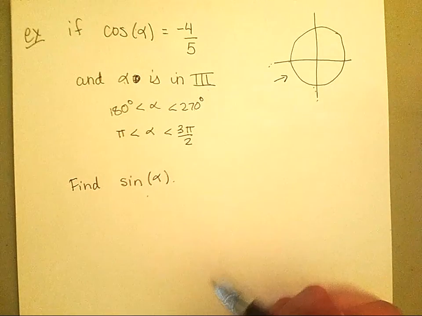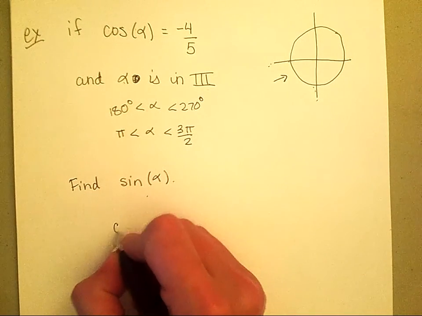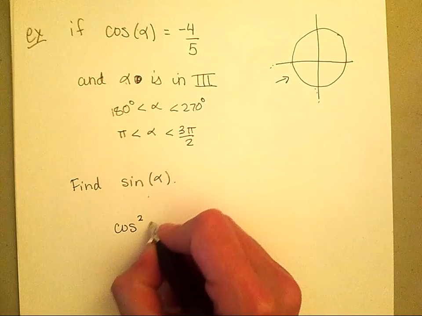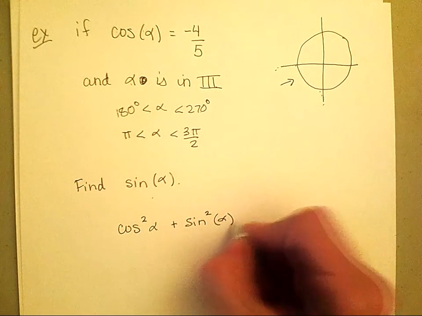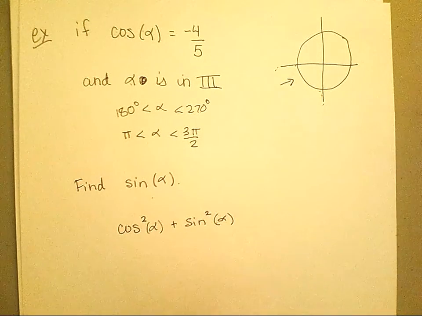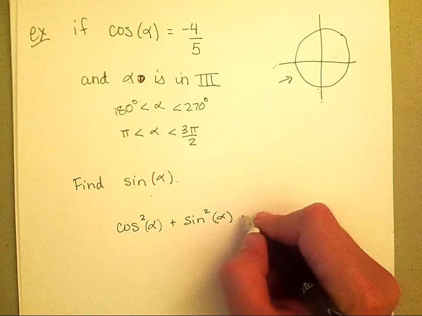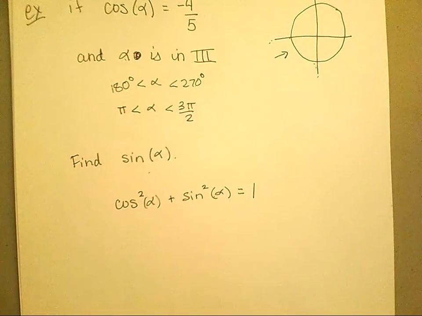So if this is all the information I have to find this, the way that we'll do that is we'll use our fundamental theorem. We know that cosine squared of alpha plus sine squared of alpha, and notice I can put parentheses around these or not, you don't have to, is equal to 1.